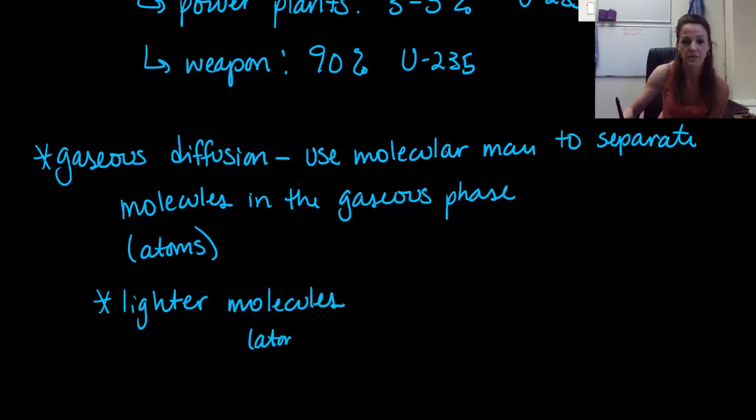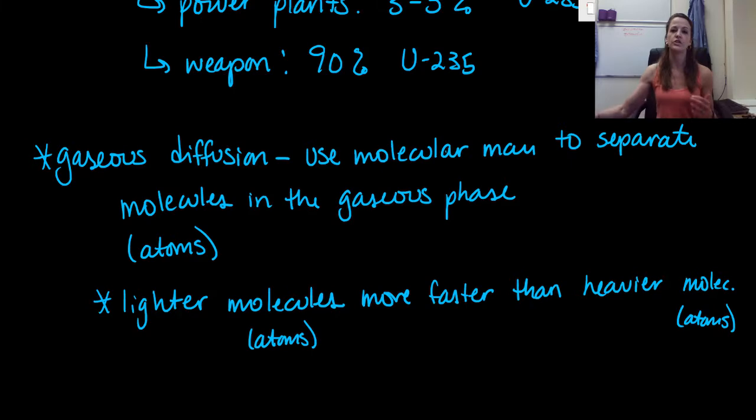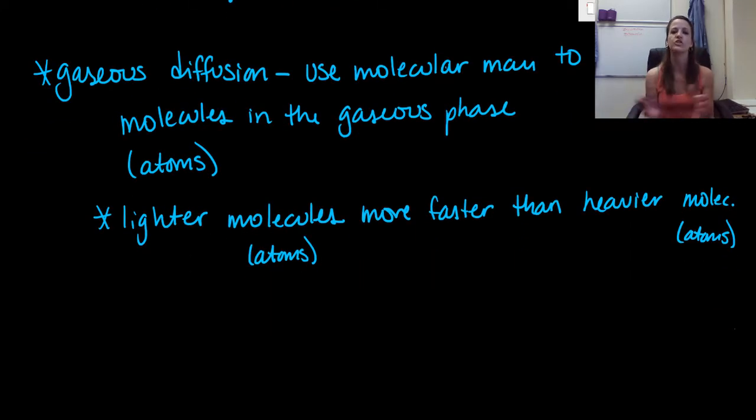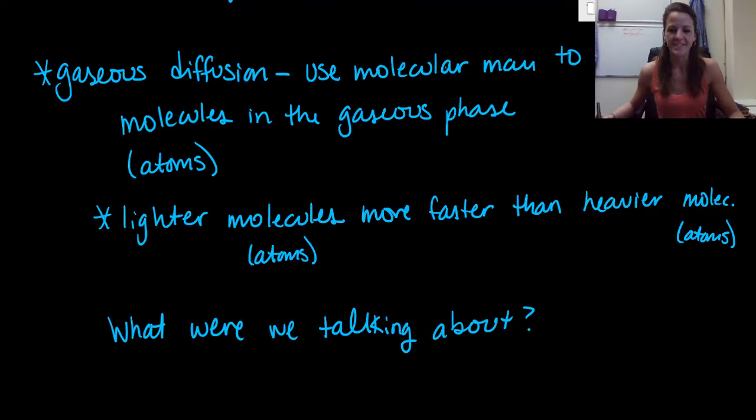Lighter molecules or atoms are going to move faster than heavier molecules, or atoms. And so we've seen this concept before. I'm going to try to trigger your memory here, when we were discussing this mixture of hydrocarbons and we talked about separating it in a very similar manner. So when was that? What were we talking about when we used a similar purification process to separate that mixture of hydrocarbons? What was that called? All right, did you get an answer?